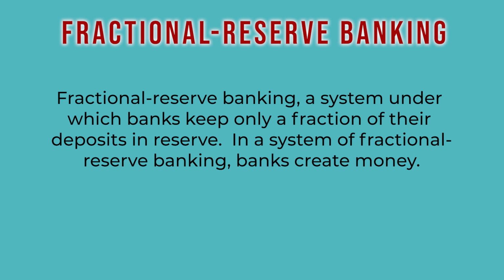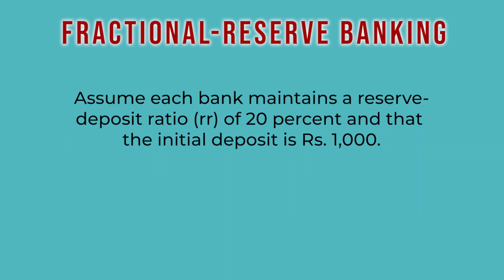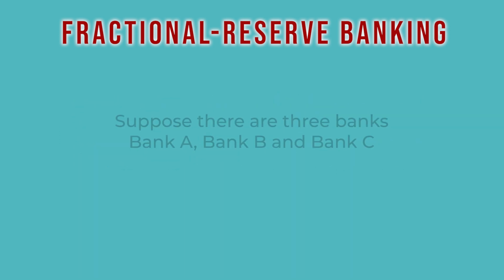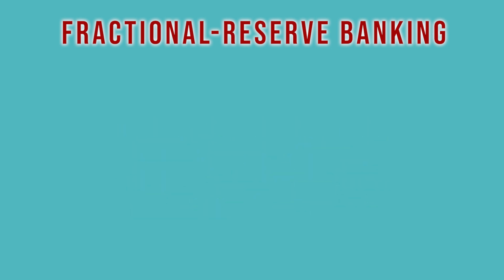So let us now look at the process by which money is created. Assume that each bank maintains a reserve deposit ratio, which we call small r, of 20%. And let us also assume that the initial deposit of the bank is, say, 1,000 rupees. Suppose in the economy there are three banks, Bank A, Bank B, and Bank C. Now, let us introduce the banks.